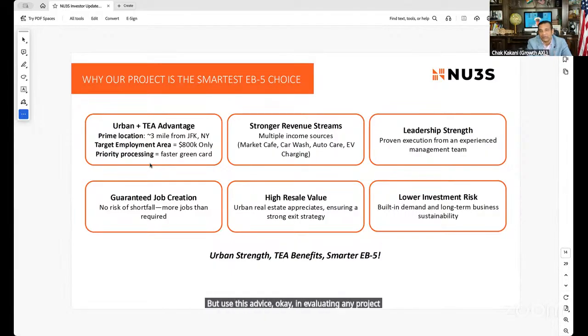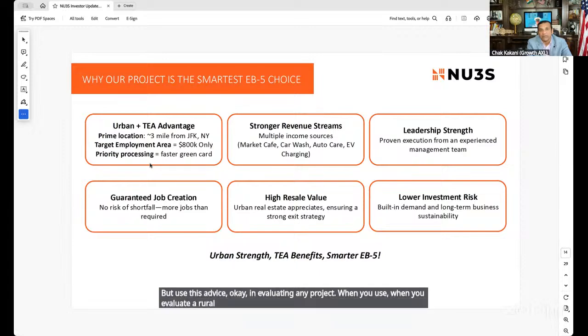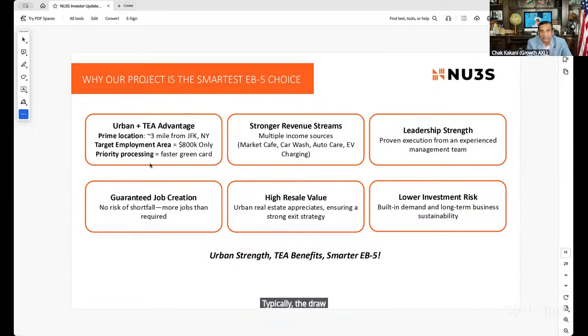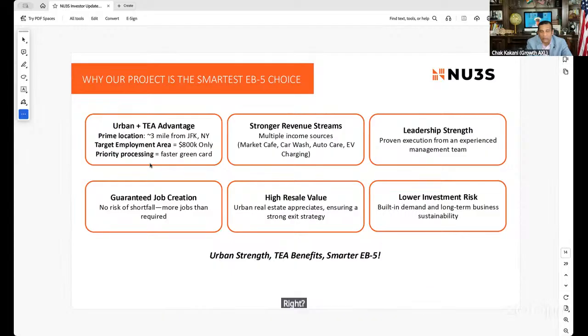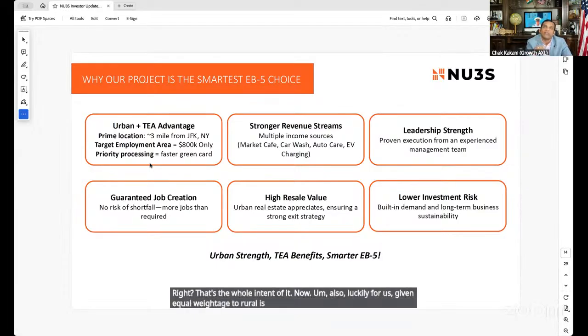When you evaluate a rural project, typically the drawback is lower revenues. Why? Rural is thinly populated, right? That's why they want to boost rural. That's why rural is given priority because they want to boost the US economy in rural areas, right? That's the whole intent of it. Now, also, luckily for us, given equal weightage to rural, is an urban project which is in a target employment area, what is called TEA. That is kind of rare.